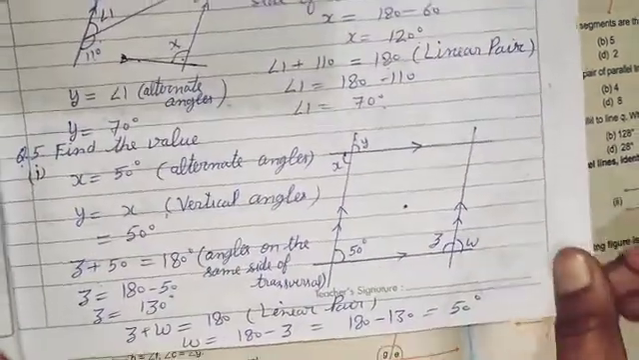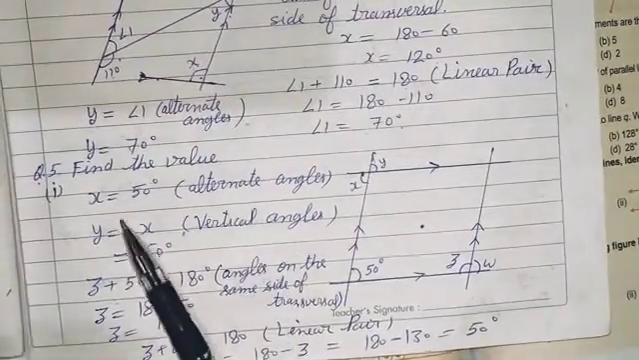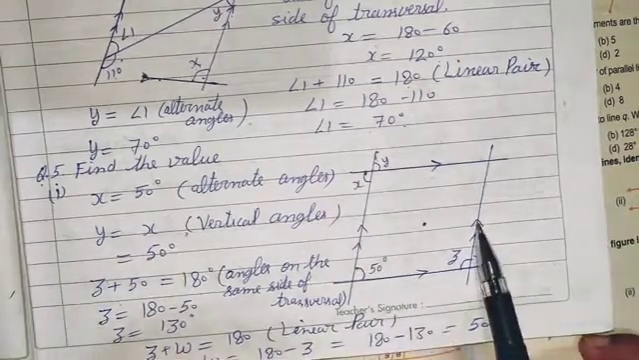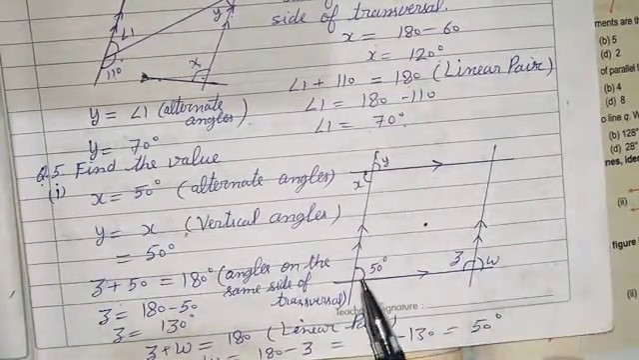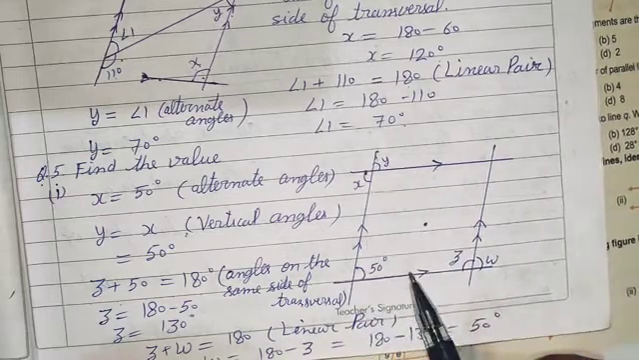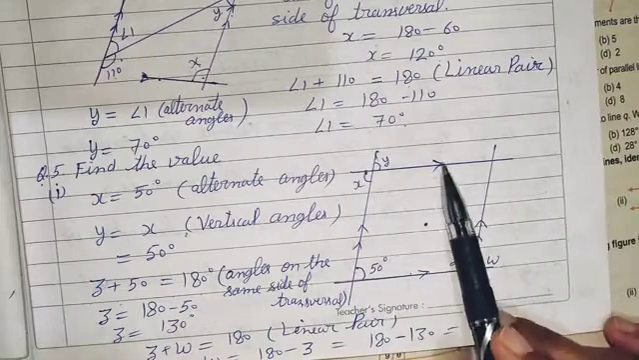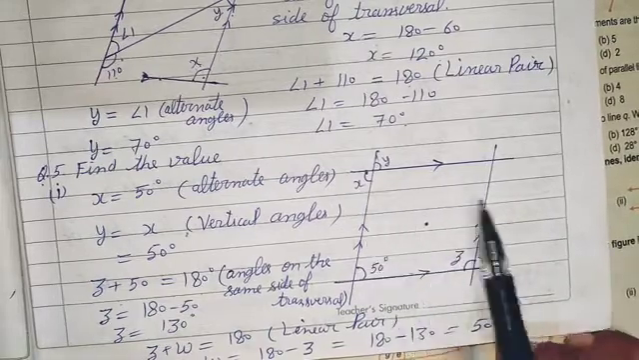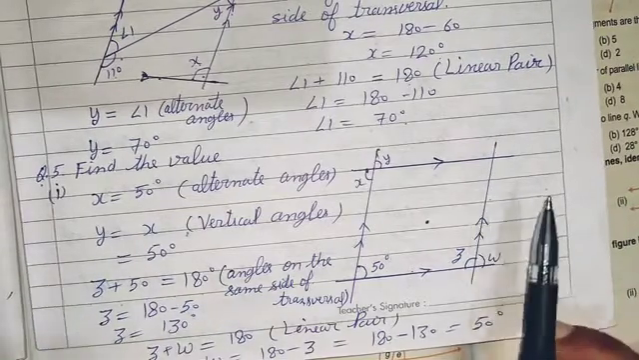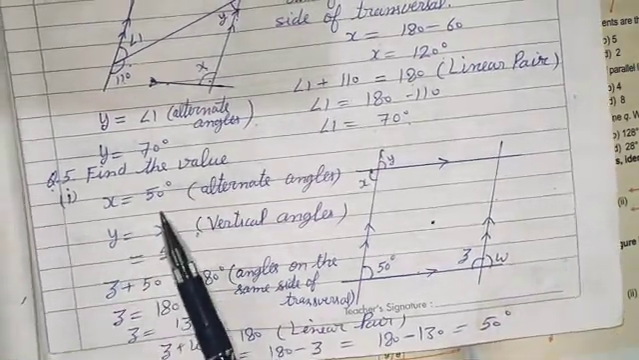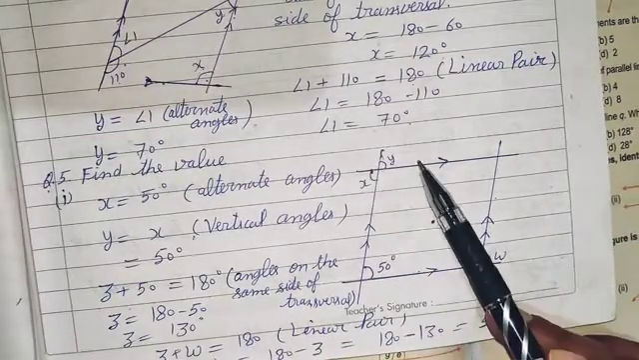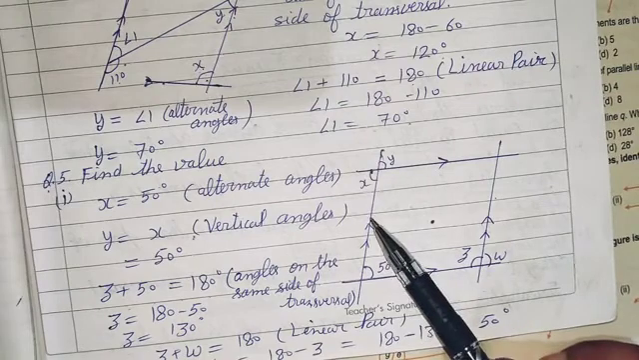Now question number 5. Find the value of x. x equals 50 degrees, alternate angles. These are the parallel lines, these are the transversals. For these two parallel lines, this is the transversal. For these two parallel lines, this is also the transversal. In a similar way, when these are the parallel lines, this is the transversal and this is also the transversal. So in each case we have two parallel lines given. So x equals 50 degrees because x and 50 are alternate interior angles for these two parallel lines and the transversal, this line.